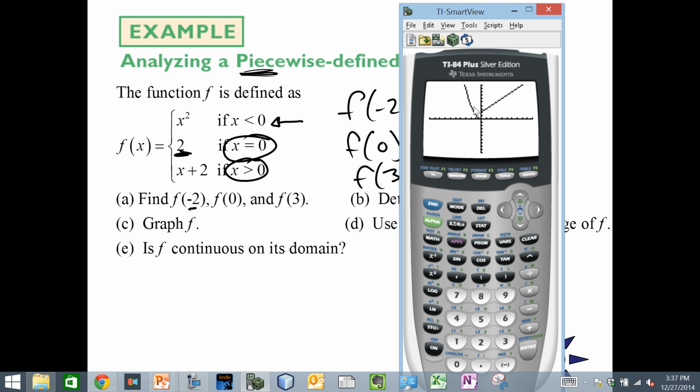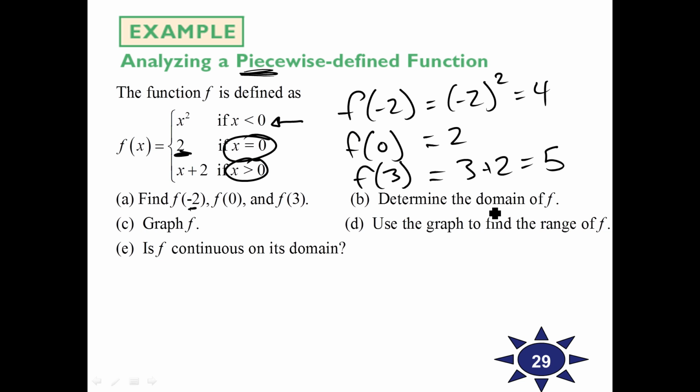We would have to jump our pencil up here if we were graphing by hand. So continuous means we would have one nice continuous line. We clearly don't because we have a break in our line right here. So it's not continuous.